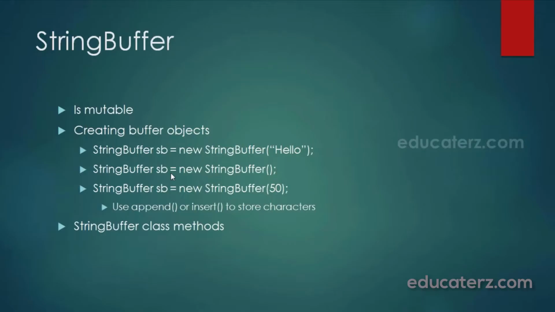When I say StringBuffer sb equals new StringBuffer(), it would create an empty object with a default capacity of 16 characters. And the other way is StringBuffer sb equals new StringBuffer(50). That means we are giving the capacity for the StringBuffer object.